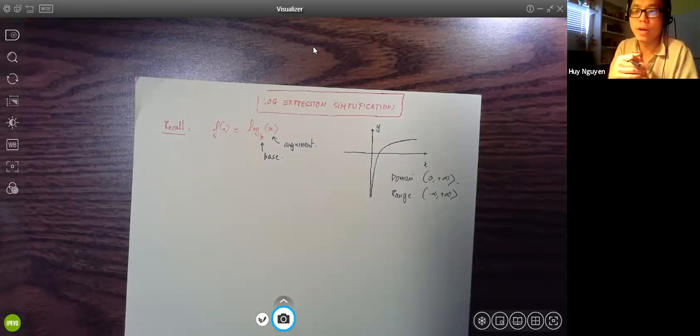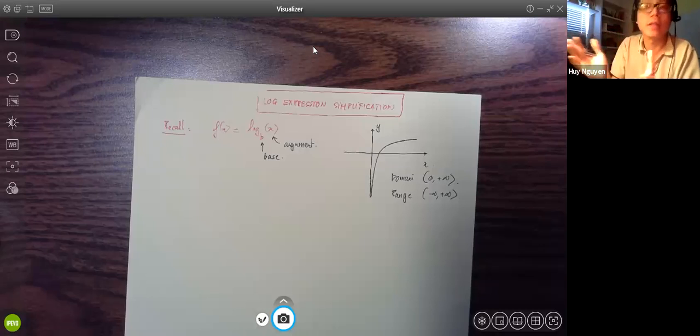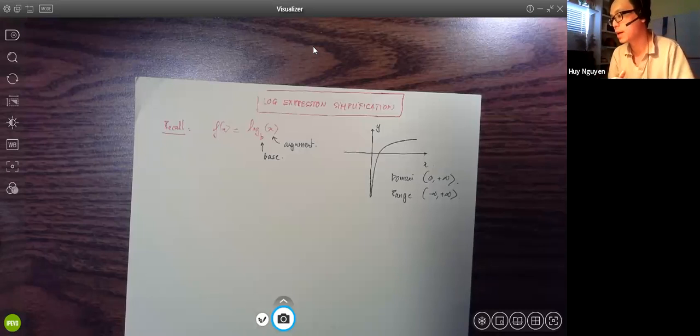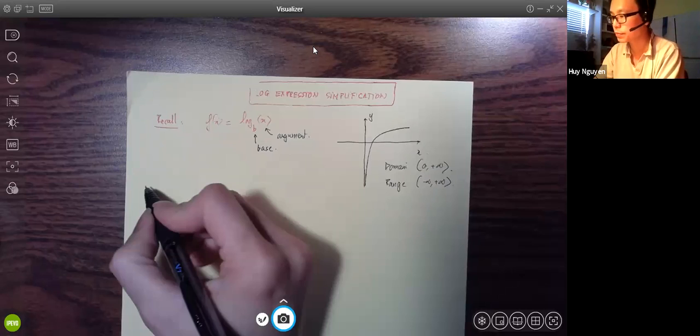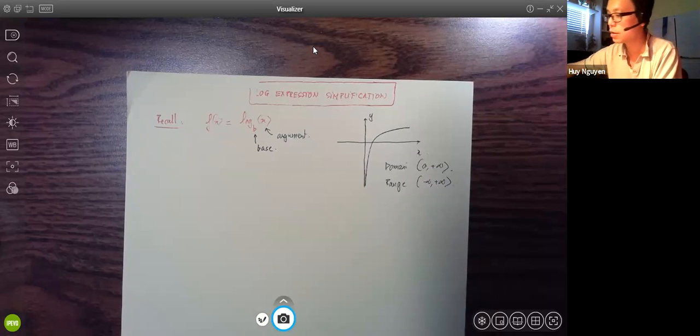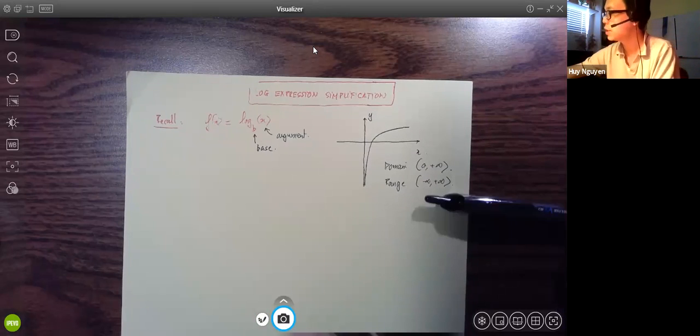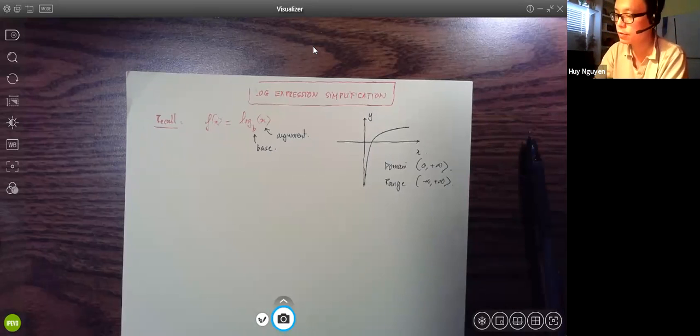If you don't master how to find the domain of other basic functions like radical functions and rational functions, then the log function will be really hard for you. And I hope that it will be on the test. So that is the graph and the domain and range. And in the video, I also talk about the properties of log.